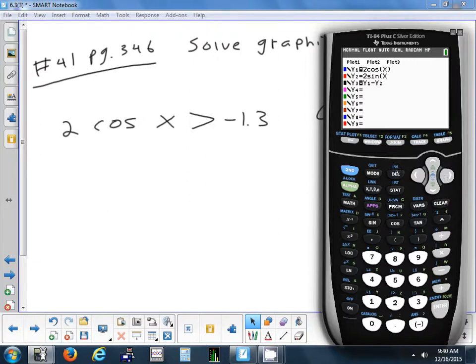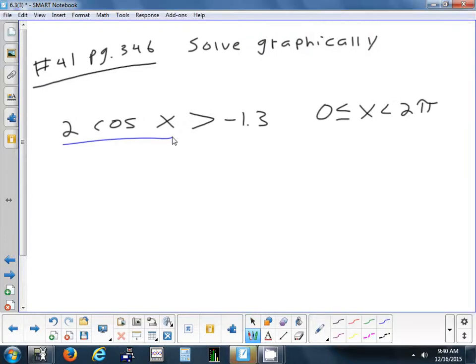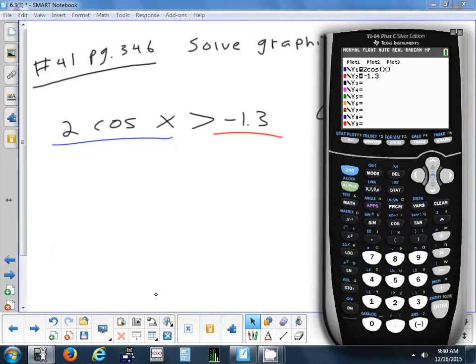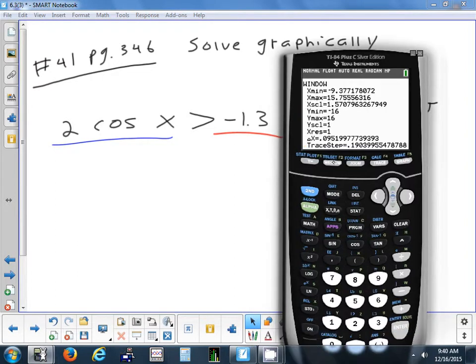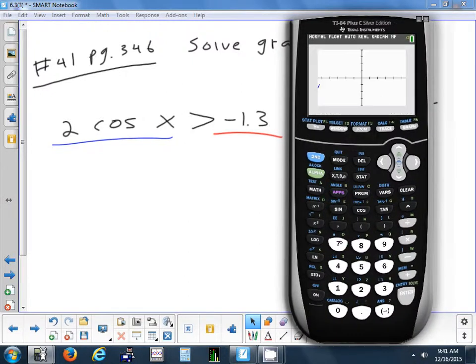Right, so we got 2 cosine x, negative 1.3. And I want to know where the graph in blue, just underline these, that's in blue, that's in red. And they want to know from 0 to 2 pi. My window is not at 0 to 2 pi because I zoomed out. So I'm going to start with zoom 7, and then go back to window and do 0 to 2 pi.